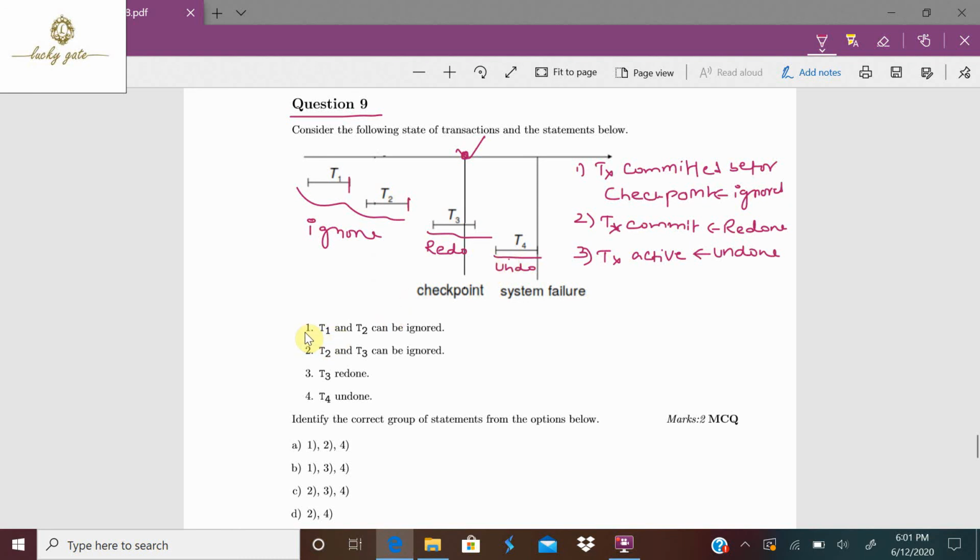Now statement 1 says T1 and T2 can be ignored, correct. T2, T3 can be ignored, it is incorrect. Why? Because T3 is not committed before the checkpointing. It is committed after the checkpointing, so it requires to be redone. So the second statement is wrong. T3 redone correct, T4 undone correct. So which statements are correct? 1, 3, 4. The question is to identify the correct group of statements. 1, 3, 4 matches with option B. So B is the correct answer.